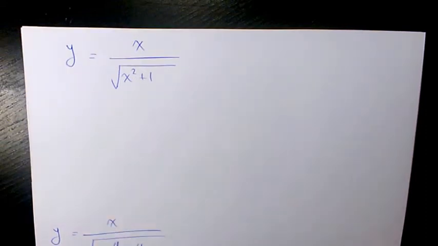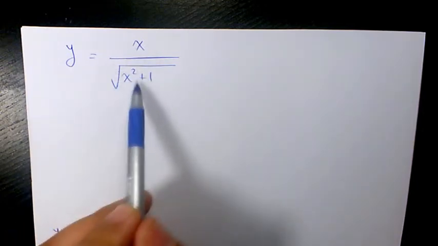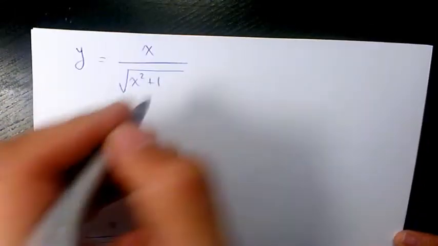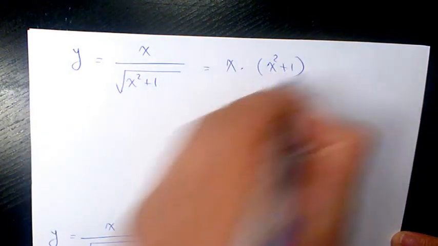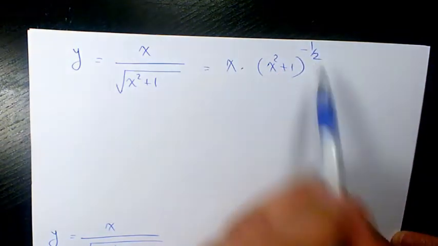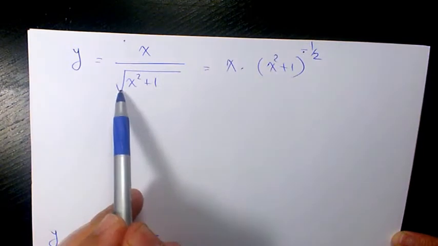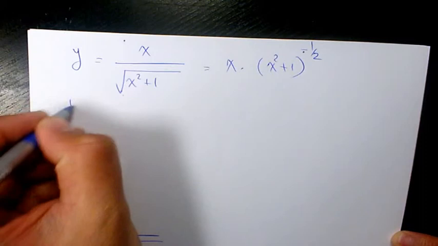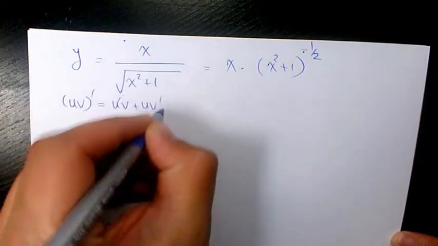Welcome to another video. In this video I want to show you how to find the derivative of x over square root of x squared plus 1. And then I have another example that we deal with later on. So that's going to be x times x squared plus 1 to the power of negative 1 over 2. Why negative? Because I moved it from denominator to numerator and I changed the square root to the power of 1 over 2. Now what we need to do, we need to use product rule, u prime v plus u v prime.